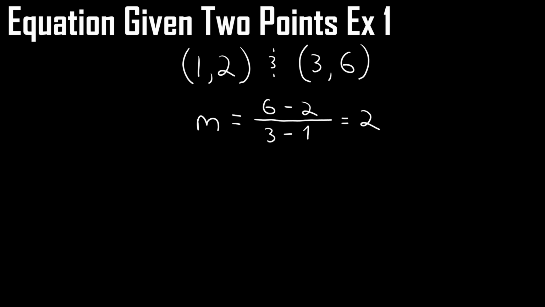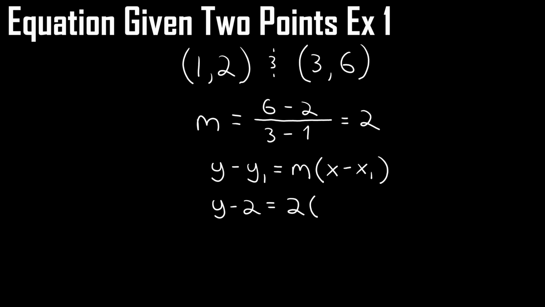Now we can use point slope form, which is y minus y1 equals m times x minus x1, and plug in our first point and m. So we'll get y minus y1, which is 2, equals m, which is 2, times x minus x1, which is 1. This is our answer in point slope form.